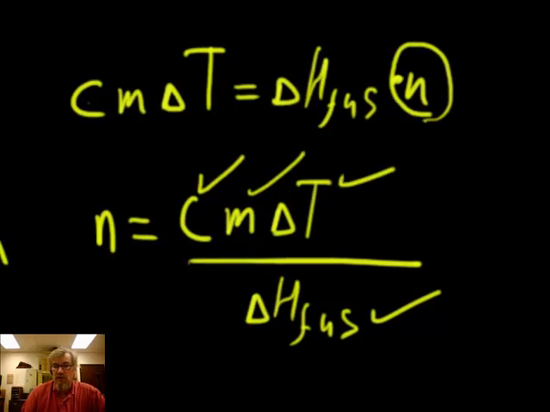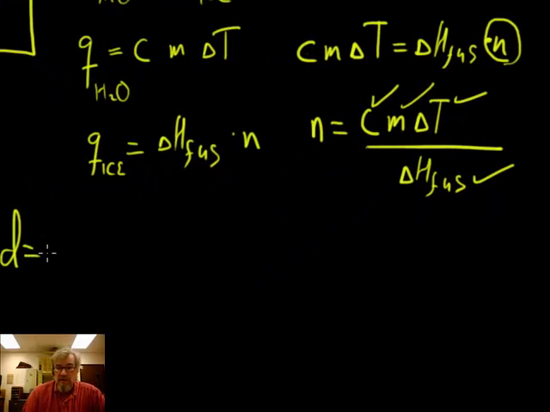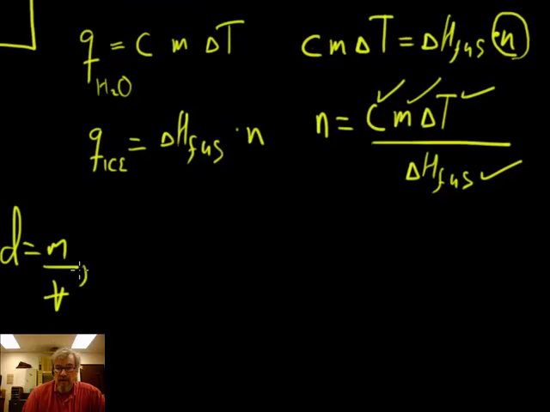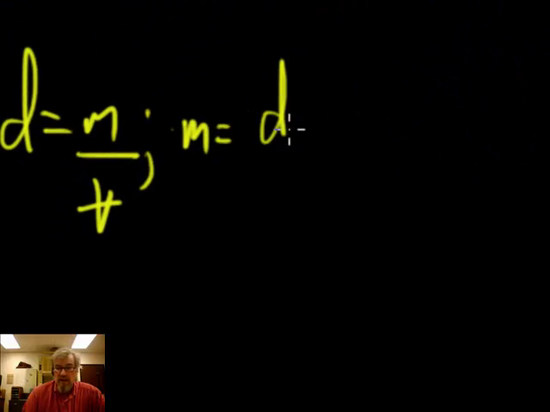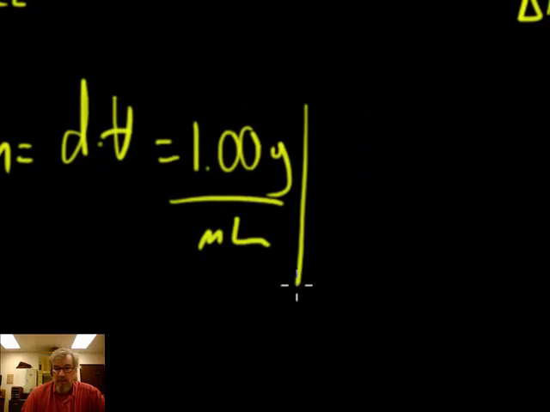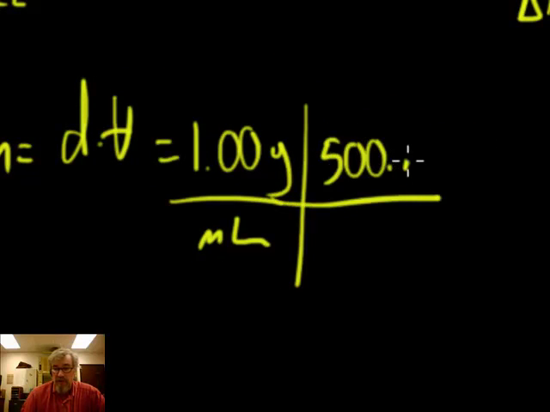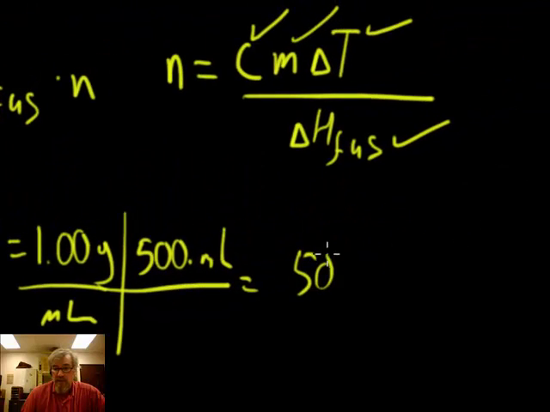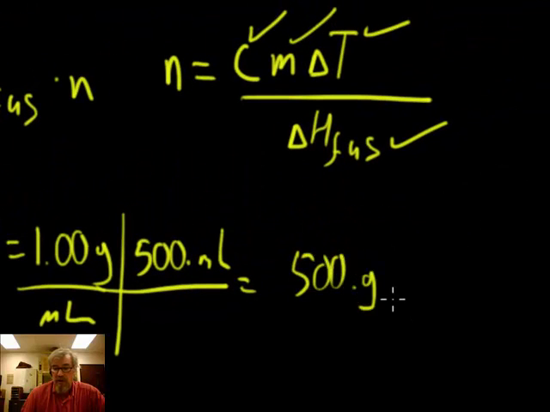But we do know its volume. And we know this: density is mass divided by volume. So mass would be density times volume. And the problem told us that the density of water is 1 gram per milliliter. And it also told us the volume was 500 milliliters. So that means we've got 500 grams of water here. So now we're ready to plug this into the problem.